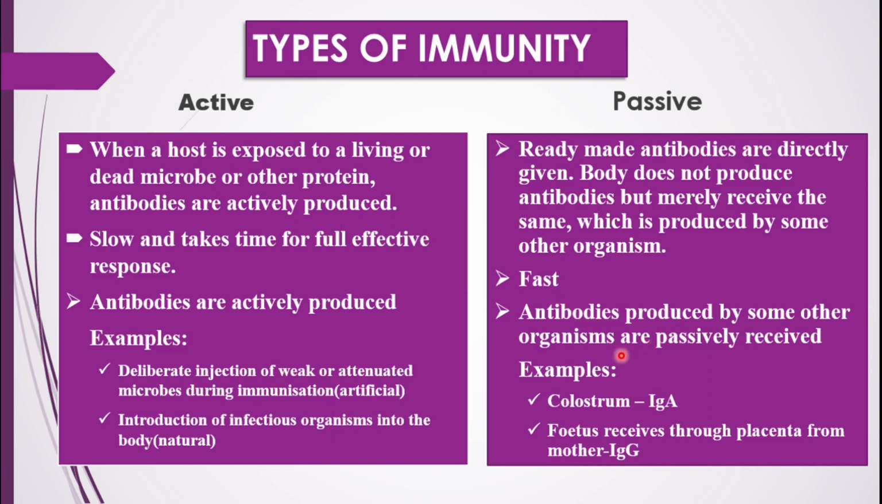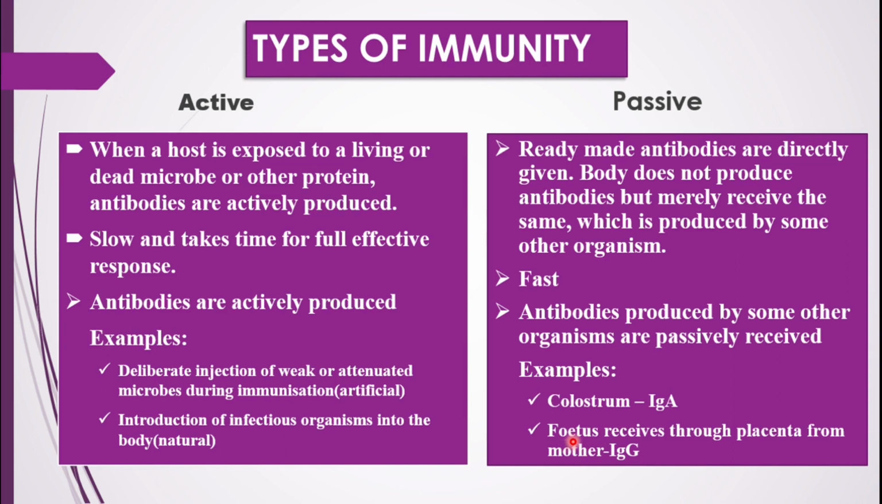Antibodies are produced by some other organism. For example, I'll give you examples: when all of us were very young, the first formed milk that is given by our mother is known as colostrum, and this colostrum has a lot of immunoglobulin A, IgA, antibody A, which is passively received by each one of us from our mothers. So that is one way of developing passive immunity.